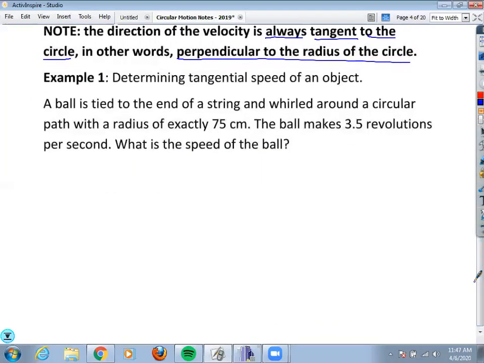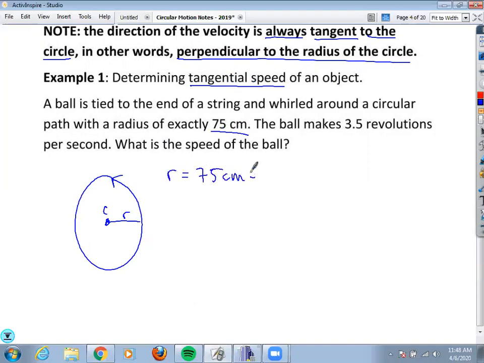We'll go through a very simple example here, determining the tangential speed of an object. A ball is tied to the end of a string and whirled around in a circular path. So we draw our circular path. That looks more like an oval, but I think you get the idea. That's the center, that's the radius. The radius is exactly 75 centimeters. So r equals 75 centimeters, which automatically you need in meters, so 0.75 meters. The ball makes 3.5 revolutions per second.